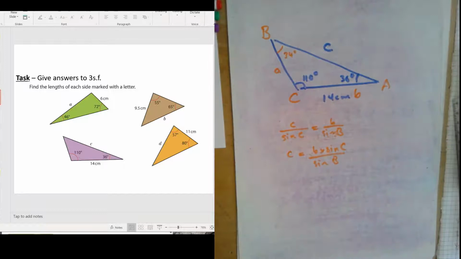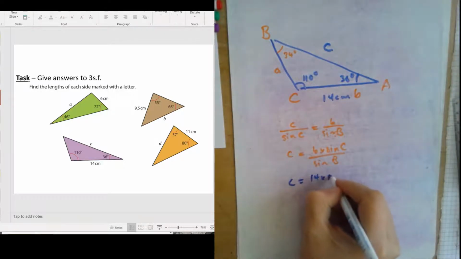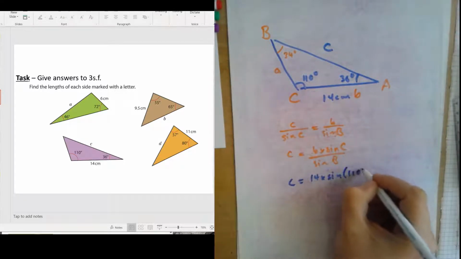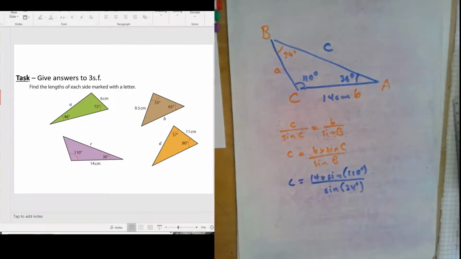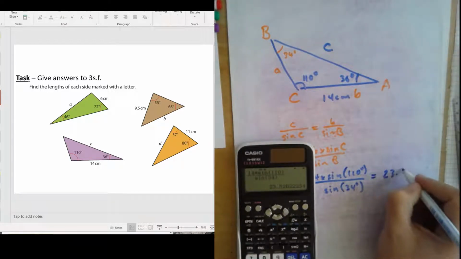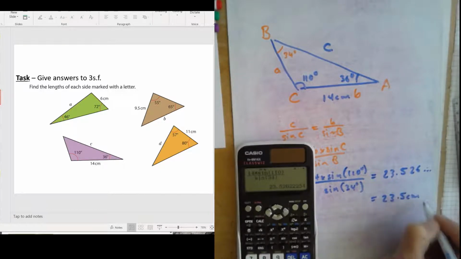Substitute in your values. So c is as it is, b is 14, times sine 110, all over sine B, and this B is 34 degrees. Okay, so you just need to type that in. So it's sine 34, which is 23.526... Okay, and then you have 23.5 centimeters to 3 significant figures.